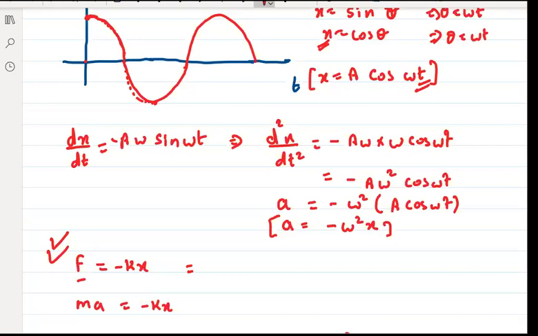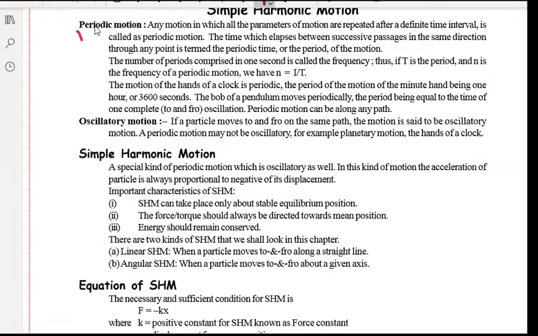So we studied what periodic motion is. Periodic motion is a motion in which all the parameters, or the motion, is repeated after a finite time interval. Yes or no? And this finite time interval is called the time period. Yes or no? Got it? Okay.